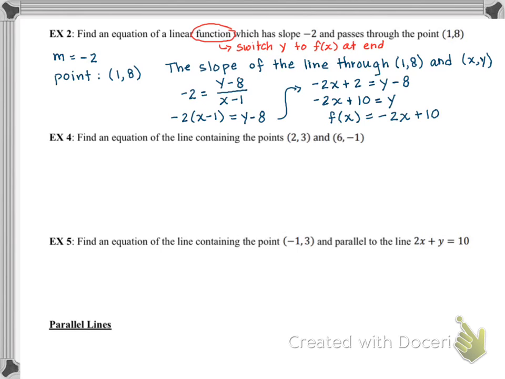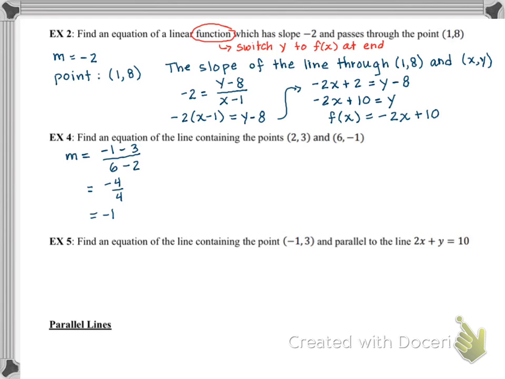So we've got m equals the change in y over the change in x. So negative 4 over 4 is negative 1. So we've got our slope.